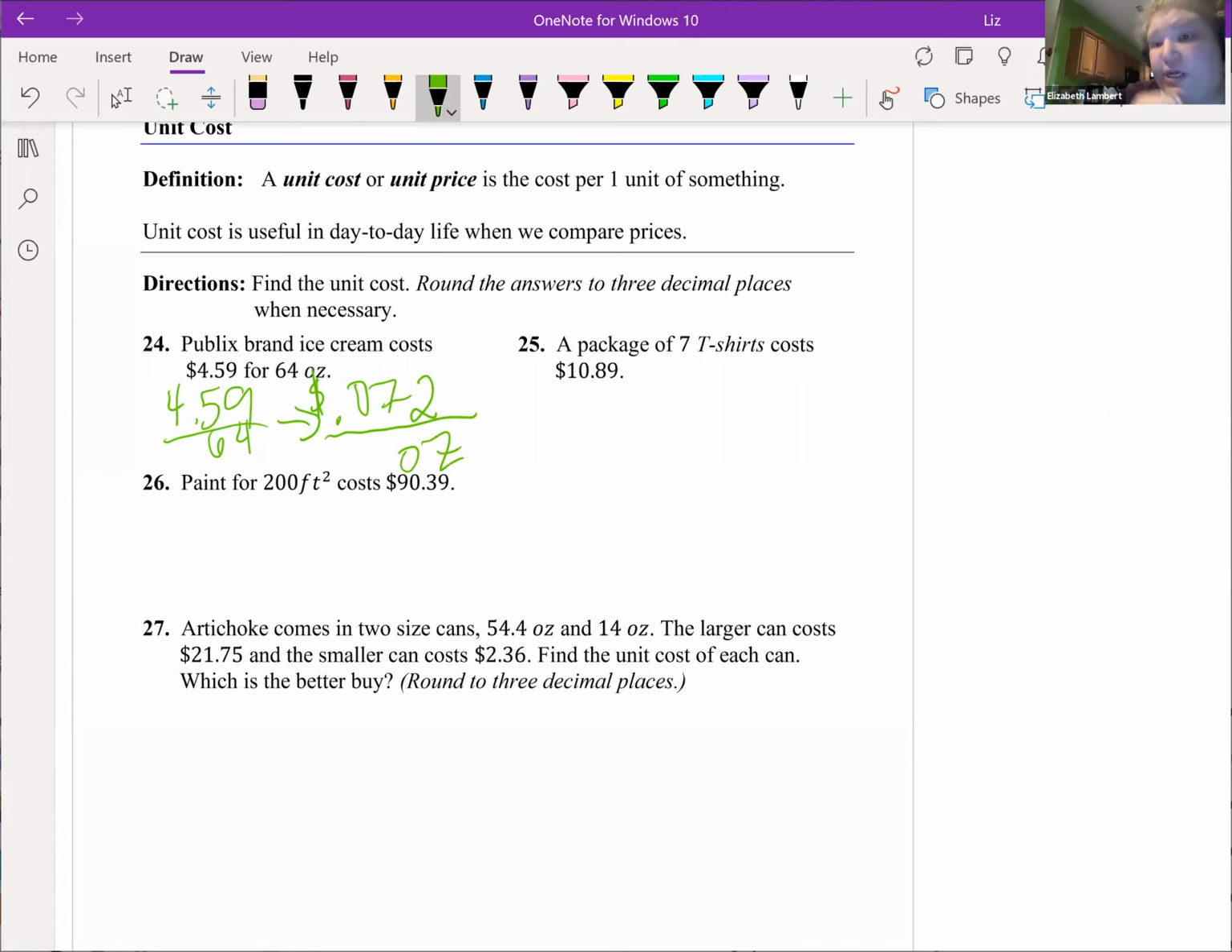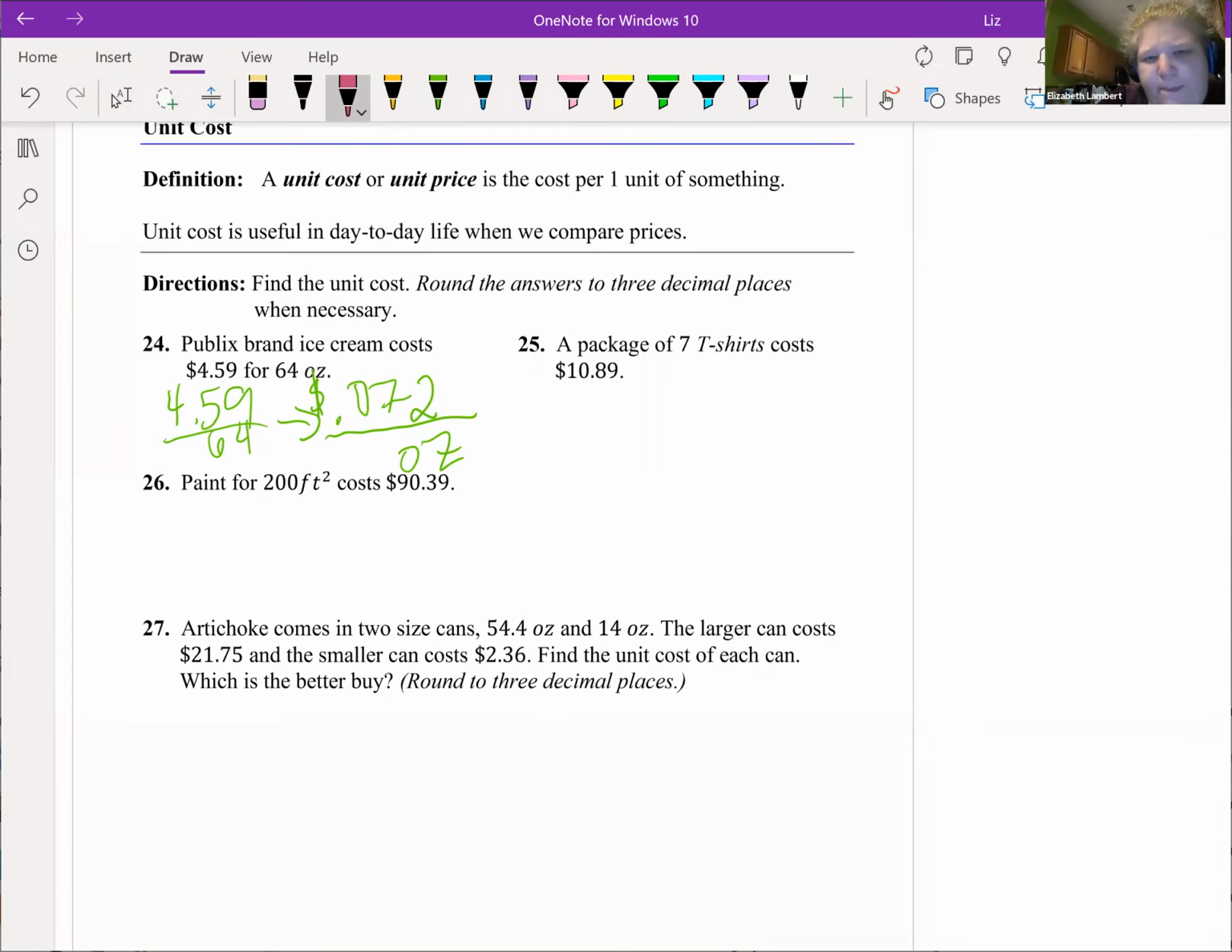We could convert it to cents, but this one is $0.072 per ounce. That is how we would read it, even though it is less than $1. That is dollars. It would be 7.2 cents per ounce. Now, the good news is you just write it with the dollar sign. You don't have to worry about how to say it.